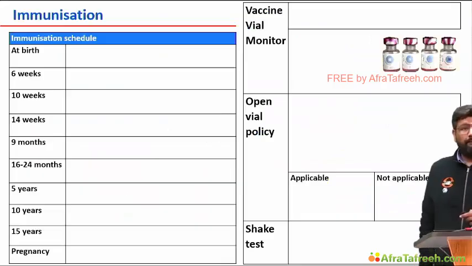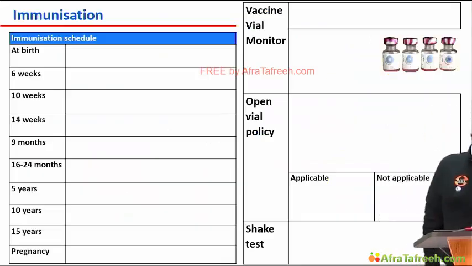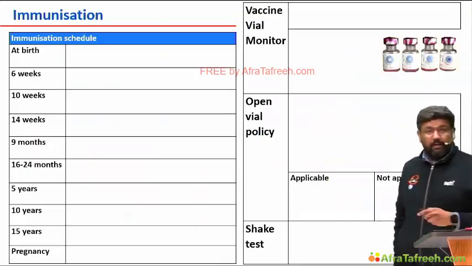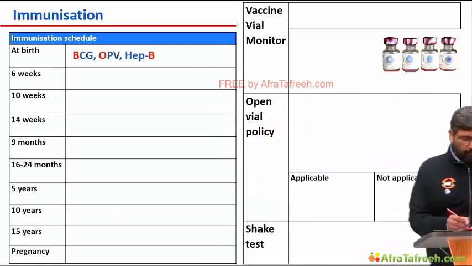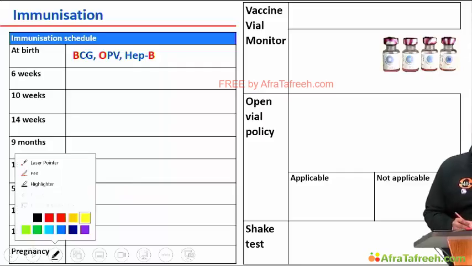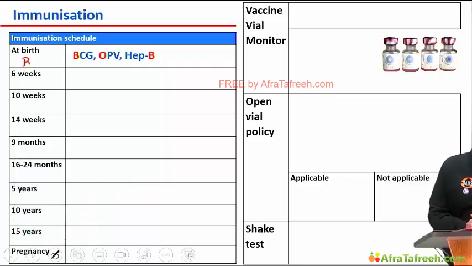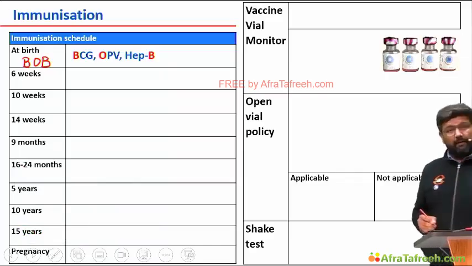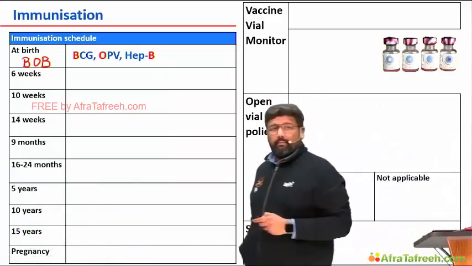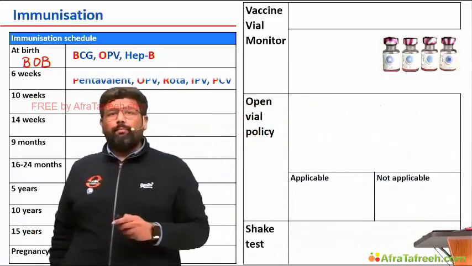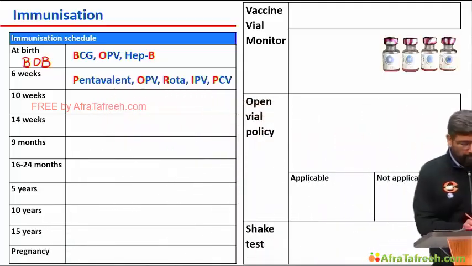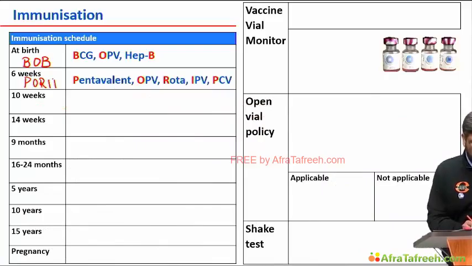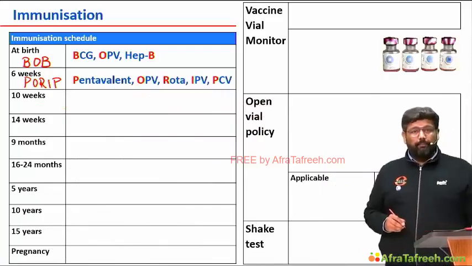Yes. Now coming to immunization. At birth, Bob. The mnemonic is Bob, B-O-B. So I'll be writing this for those who feel difficulty in memorizing. Bob, at birth: BCG, OPV, hepatitis B. At 6 weeks, you give Porip, P-O-R-I-P. At 6 weeks, Porip.